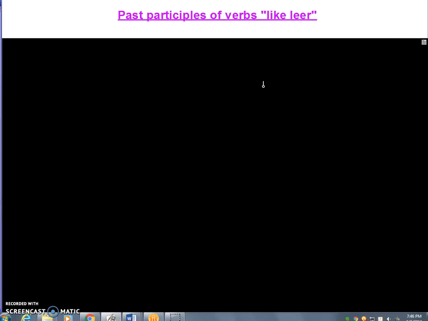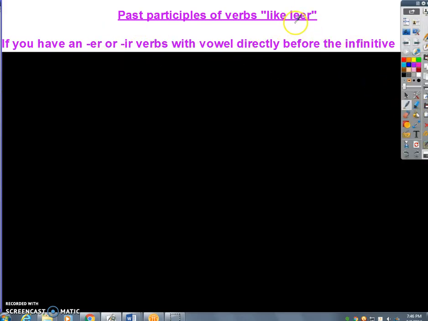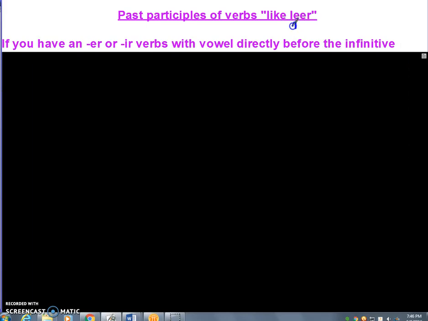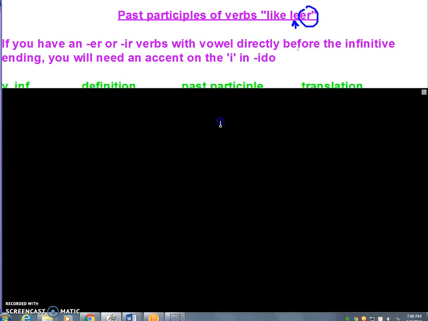Past participles of verbs like leer. Usually, if a verb ends in AR, you take it off and add ado. If it ends in ER or IR, you just add ido. But verbs like leer, and what I mean by that is an ER or IR verb with a vowel directly before the infinitive ending. So these are the same types of verbs that change i to y in the third person of the preterite for the most part. It's an ER or IR verb, has a vowel right there. You don't have to draw that ugly illustration. You need an accent on the i in ido.